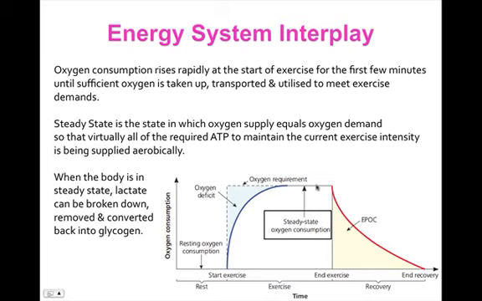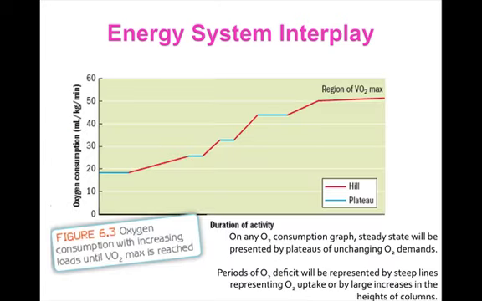energy system. When the body is in steady state, this is where lactate can be broken down and removed and then converted back into glycogen in the liver. And remember that this process is called gluconeogenesis. So on any oxygen consumption graph, steady state will be presented by plateaus of unchanging oxygen demand.